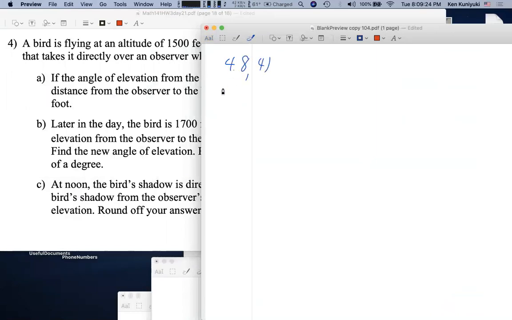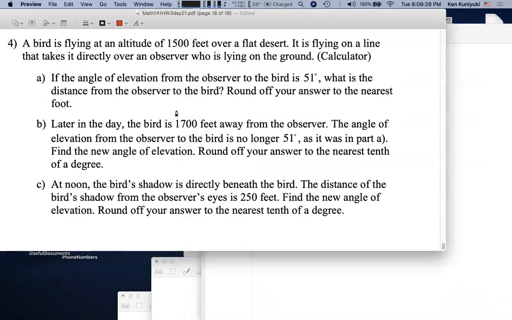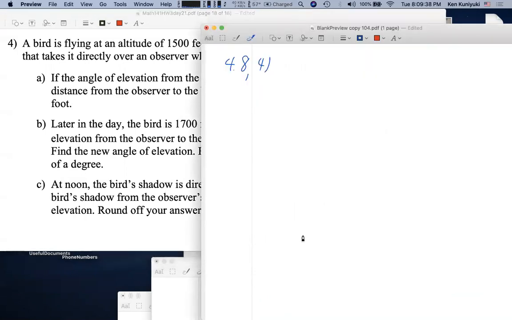A bird. In the notes, I may have used a plane because we care more about planes than birds. But okay, a bird is flying at an altitude of 1,500 feet over a flat desert. Flat desert. I'm very precise with my problems. It's a flat desert, not on an incline. It's not a hill or a mountain. It's a flat desert, horizontal. Now altitude. What does altitude mean?